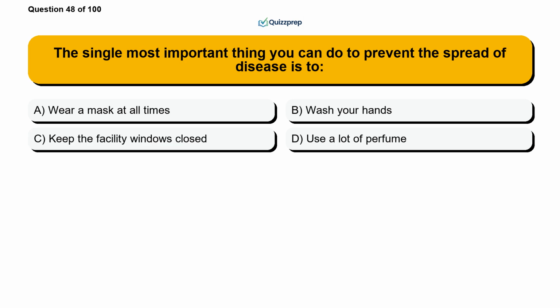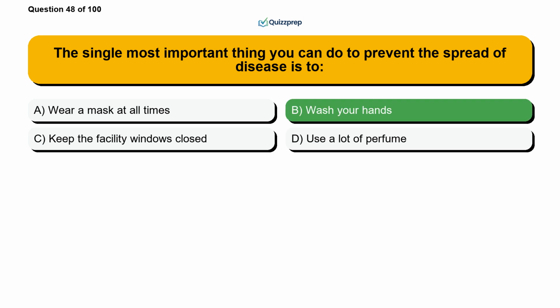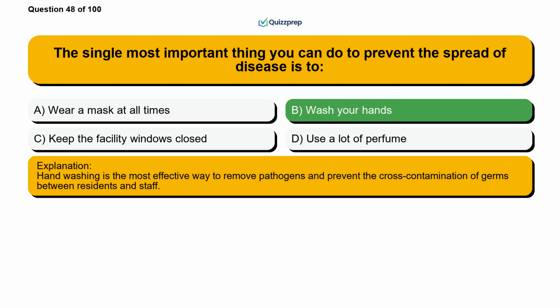Question 48. The single most important thing you can do to prevent the spread of disease is to option A. Wear a mask at all times. Option B. Wash your hands. Option C. Keep the facility windows closed. Option D. Use a lot of perfume. The correct answer is option B. Wash your hands. Hand washing is the most effective way to remove pathogens and prevent the cross-contamination of germs between residents and staff.